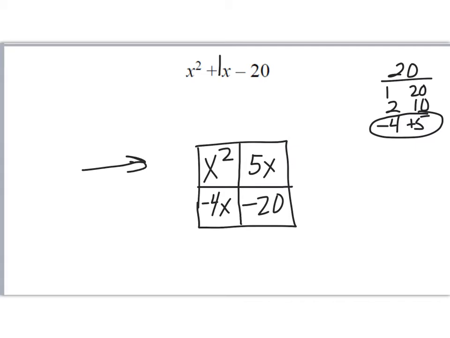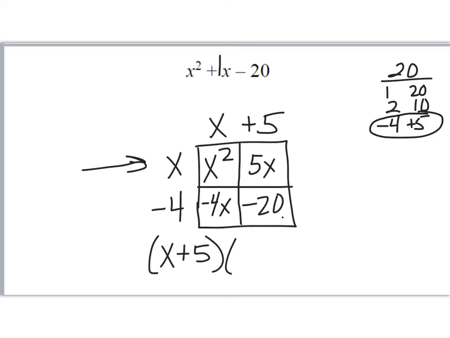I'm just pulling out from the x squared and the 5x. The only thing they have in common is an x. And then up here, x times what equals x squared? X. Then x times positive 5 gives me 5x. Now I'm going to start working on the columns going down. X times what equals negative 4x? That'd be negative 4. And then does negative 4 times 5 give me that negative 20? Yep. And then what you see on the outsides are your two binomials.